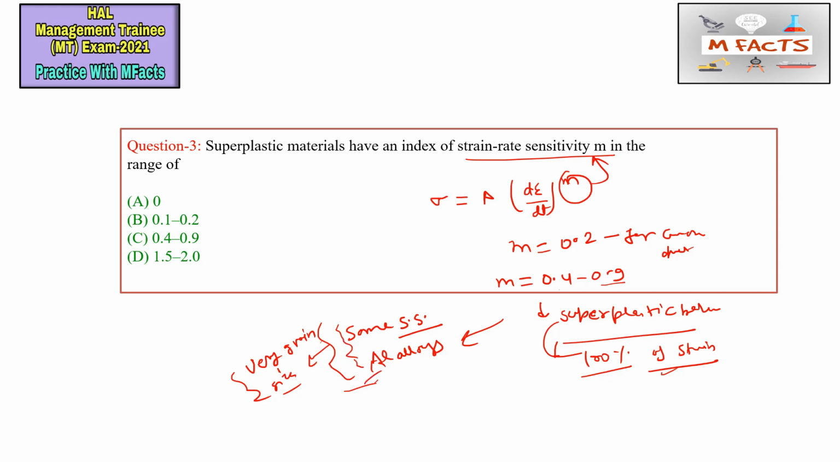For this question, I have already told you that m is 0.4 to 0.9 for the superplastic material. So the correct answer for this question is C. If they ask about common metals, we will put 0.2. This is for common metals.